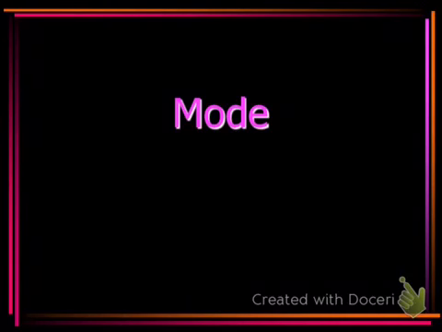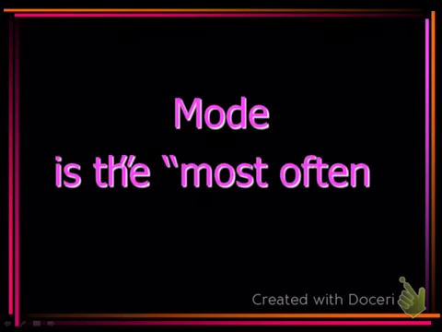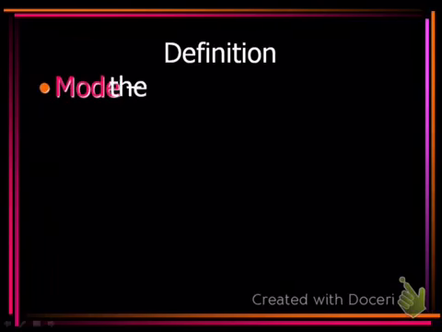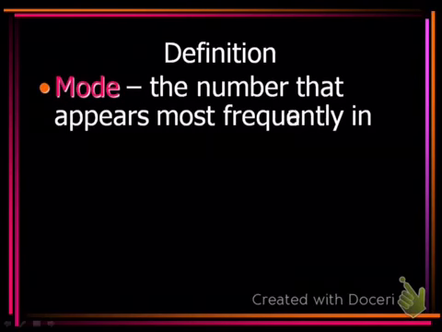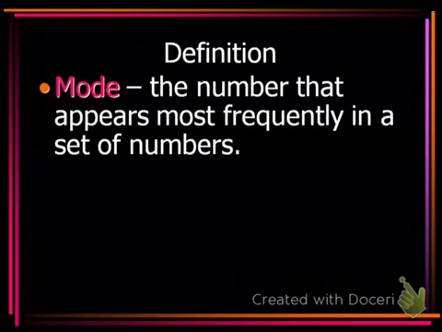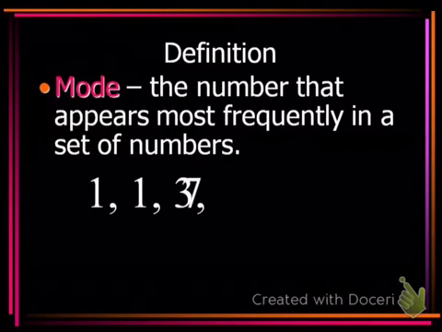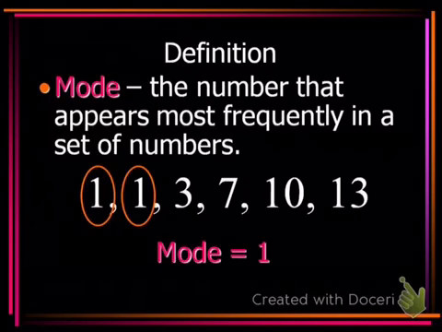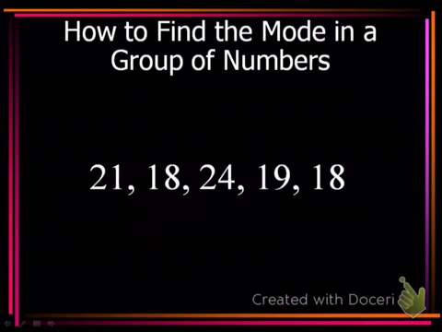The next one is mode. Mode is the most often or most popular number. It's the one you see the most. So the actual definition is the number that appears most frequently in a set of numbers. So in the example we have here, 1, 1, 3, 7, 10, and 13, 1 is in there twice. That's more than any other number, so that is your mode.